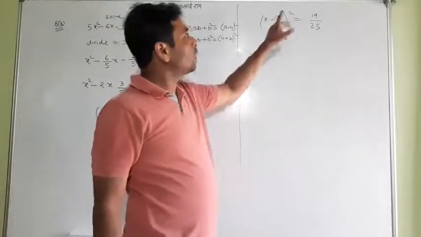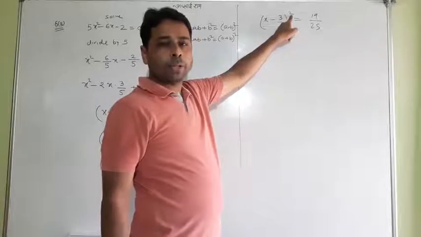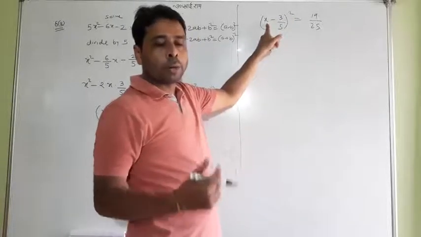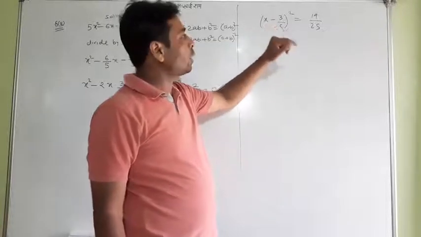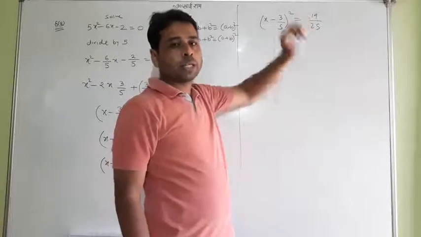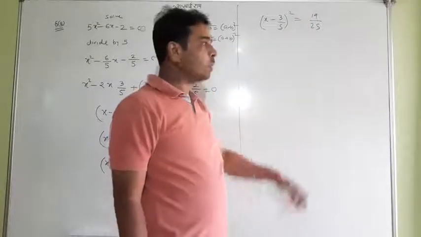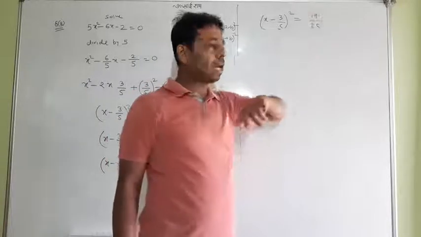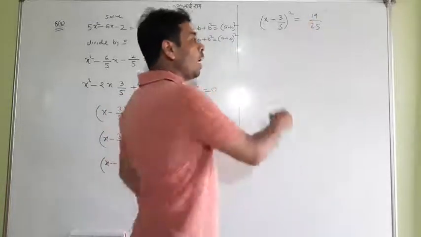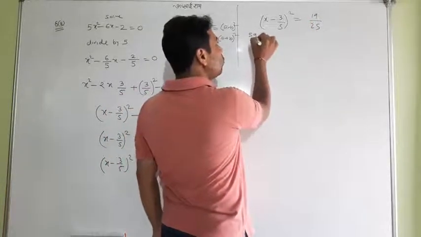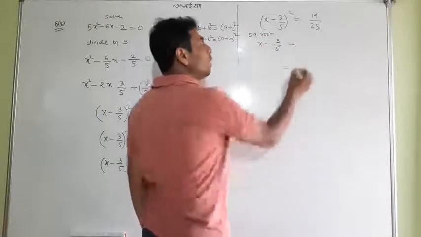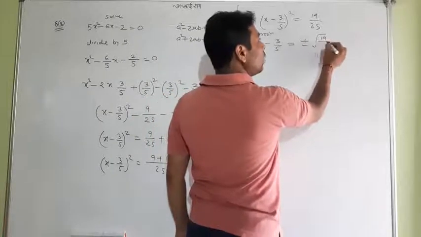Now what to do? This is a square, and definitely we have to take the square root on both sides so that I can find the value of x. You remember, students, in yesterday's lecture I taught you that this should be positive. If it is negative, your answer cannot be possible, because the square root of a negative number is not possible. But this time it is possible, because it is a plus sign. So after taking the square root, it is x minus 3 by 5 equal to plus minus the square root of 19 upon 25.